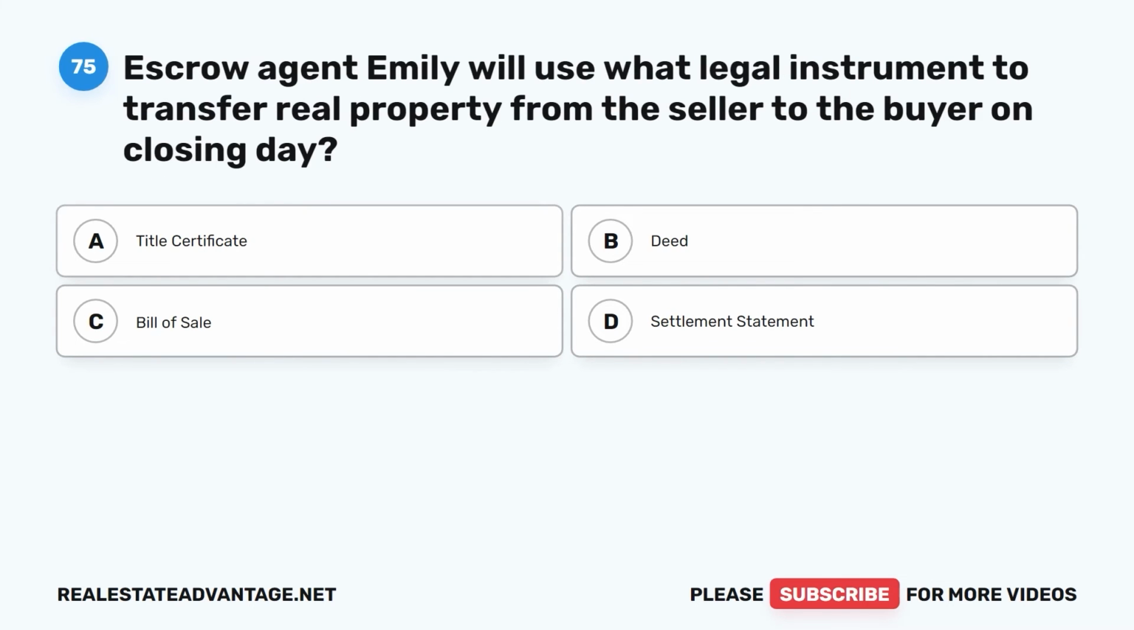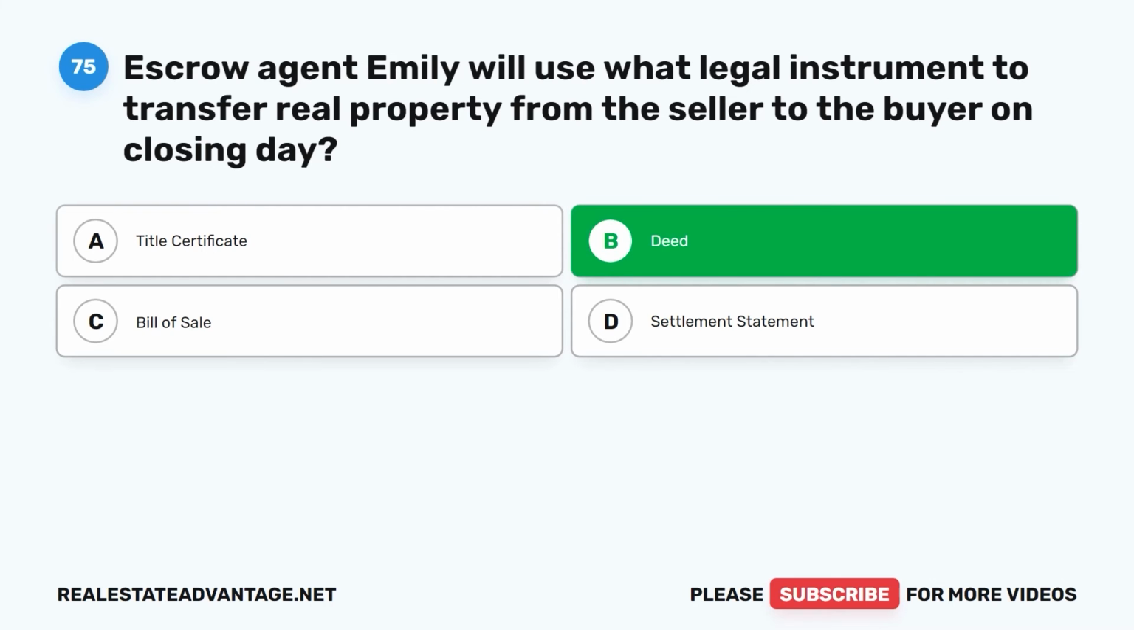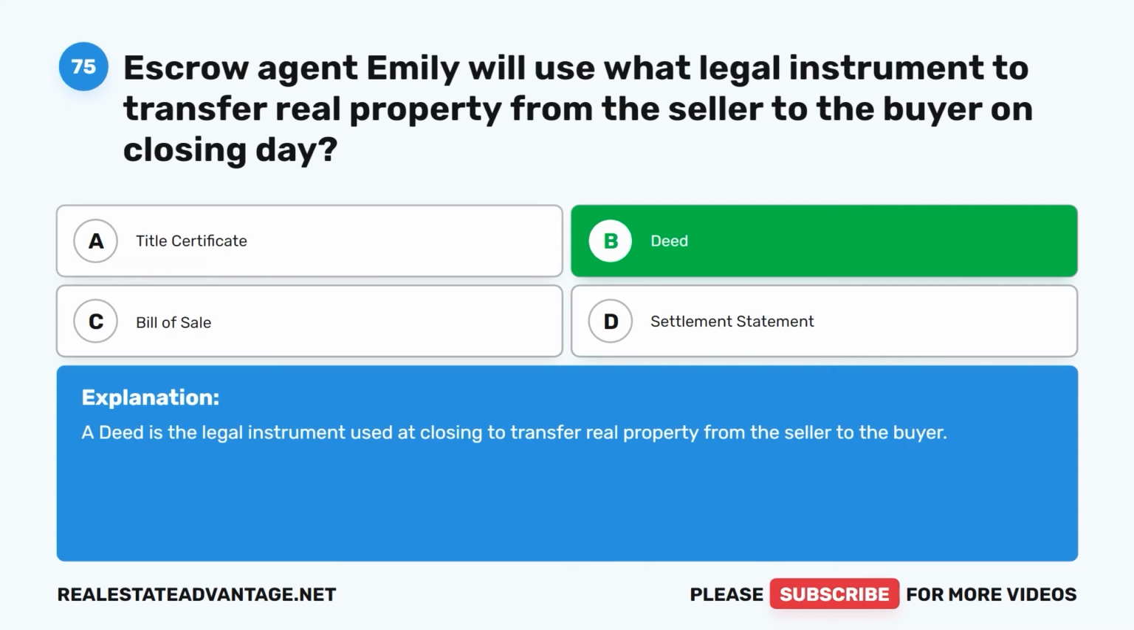Question 75. Escrow agent Emily will use what legal instrument to transfer real property from the seller to the buyer on closing day? A. Title certificate. B. Deed. C. Bill of sale. D. Settlement statement. The correct answer is B. Deed. A deed is the legal instrument used at closing to transfer real property from the seller to the buyer.